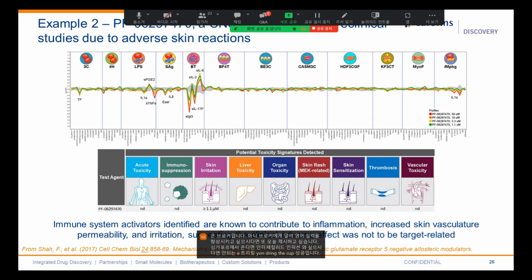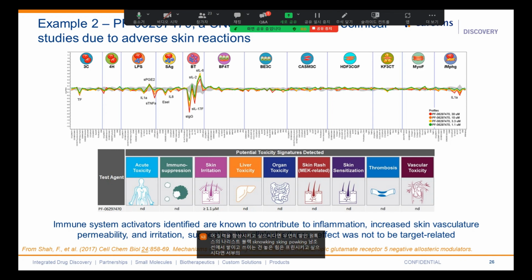So when we take this profile and we look in our database, we do a toxicity signature analysis, we only find one toxicity that relates to this, and that is the prediction of skin irritation at all concentrations tested in this study. And that mirrors exactly what was seen in the non-human primate study.